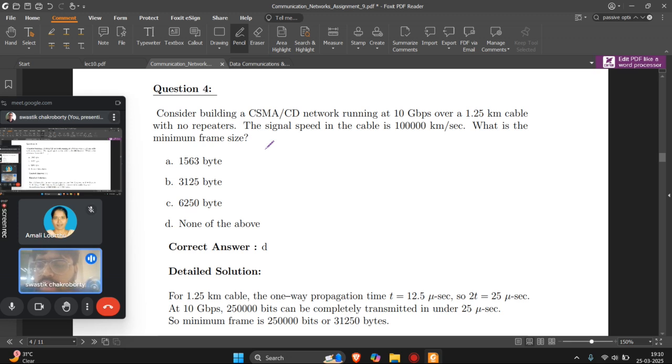So here, consider building a CSMA CD network running at 10 Gbps over a 1.25 kilometer cable with no repeaters. There is a 1.25 kilometer cable, and you will have a CSMA CD network over that, the backhaul network. The signal speed in the cable is 100,000 kilometers per second. So physically the signal will travel at 100,000 kilometers per second, that is 10 to the power 8 meters per second. So what is the minimum frame size?